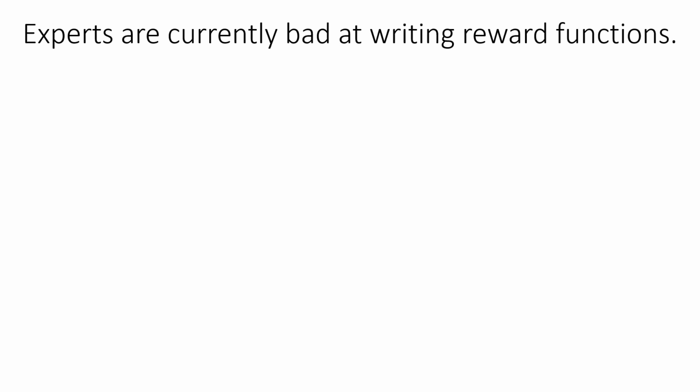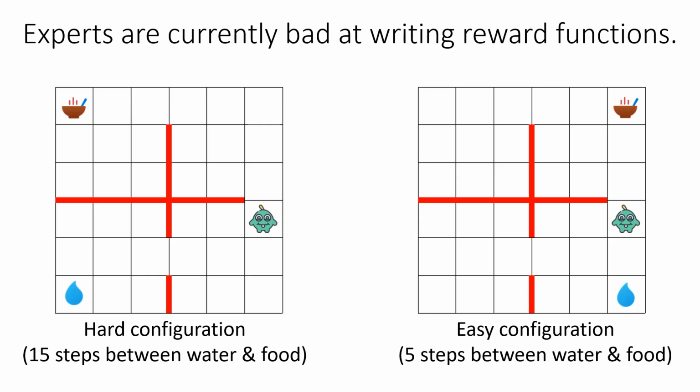In addition to finding overfitting, we also found evidence that people, experts, are simply bad at writing reward functions, even in simple settings like this grid world task. Hungry Thirsty has some harder and some easier configurations. On the left, the food and water are located 15 steps apart, so this configuration is hard. On the right, the food and water are only located 5 steps apart, so this configuration is easy.